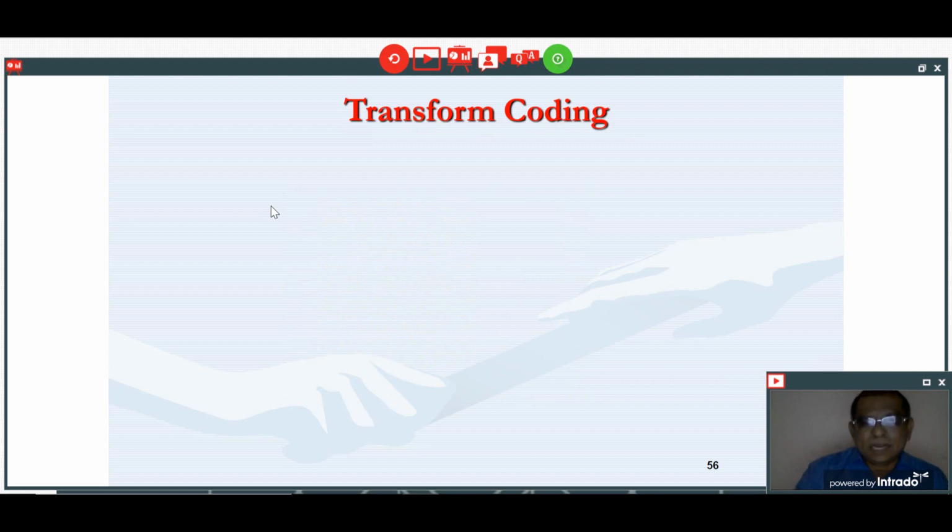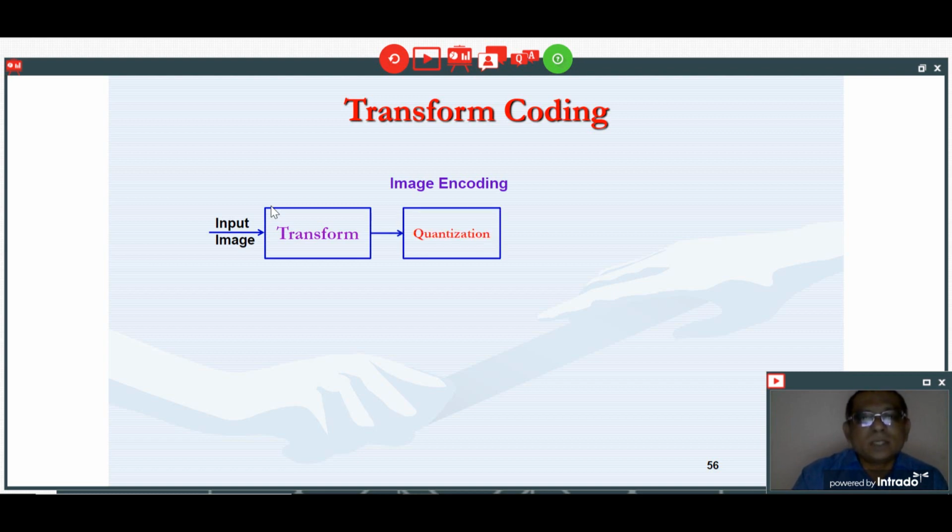Then the next important aspect in image compression is transform based coding. The steps involved in transform based coding are given here. First we have the input image. The input image is passed through a transform. The role of the transform is to decorrelate the relationship between the pixels. Then the second one is quantization. It is basically used to minimize the psychovisual redundancy, and entropy coding is to minimize the coding redundancy. If we do all this process, we will be able to get the compressed bit stream.